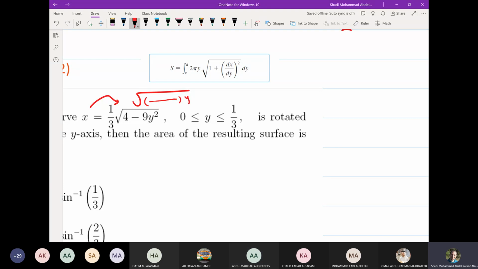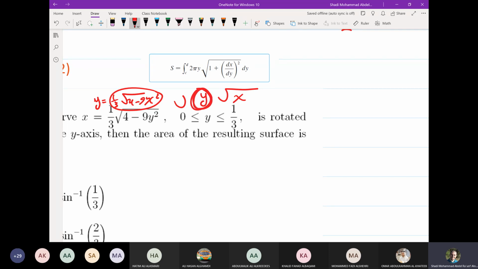Y terms y. So this y outside, keep it as it is. But in some questions the rules will be changed to be dy over dx squared. Why? Because in the question you will see the function written as y equal maybe 1 over 3 root of 4 minus 9x squared. So when you find the derivative squared plus 1, the root, again it will be in terms of x.